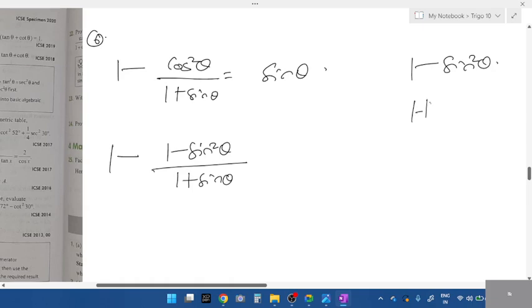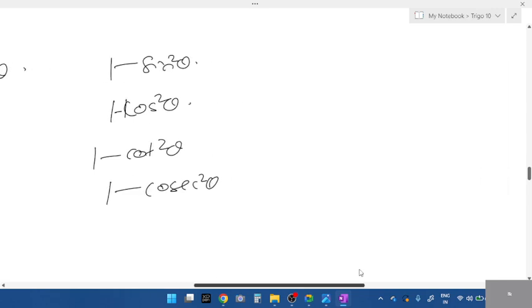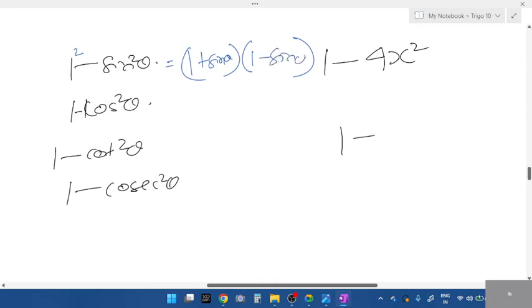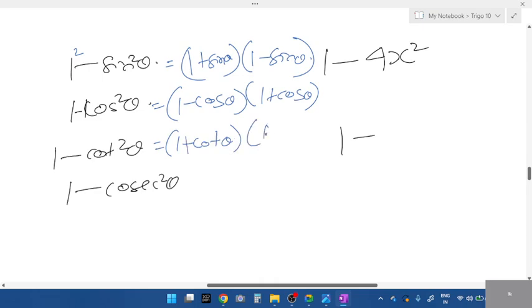sine square theta, 1 minus cos square theta, or 1 minus cot square theta, 1 minus cosec square theta. When you get any value like this, 1 minus 4, 1 minus 4x square, for all this you can convert into square, students. 1 is a perfect square number. So this you can write it as 1 plus sine theta into 1 minus sine theta. Don't write, just listen. This you can write it as 1 minus cos theta into 1 plus cos theta. Same. This you can write it as 1 minus cot theta, a minus b into a plus b, or a plus b into a minus b. Anything is fine.